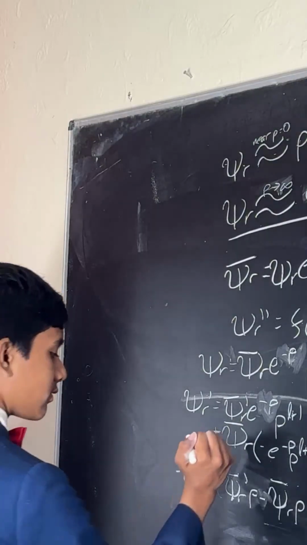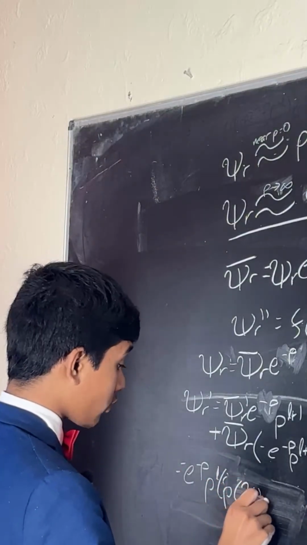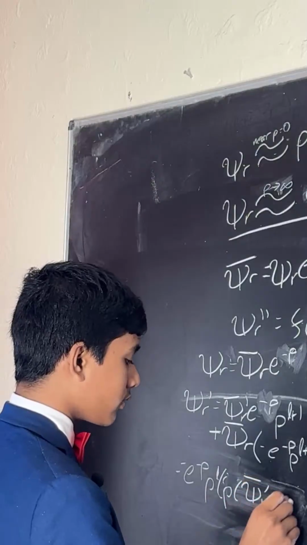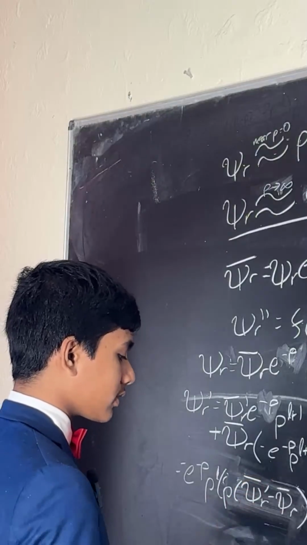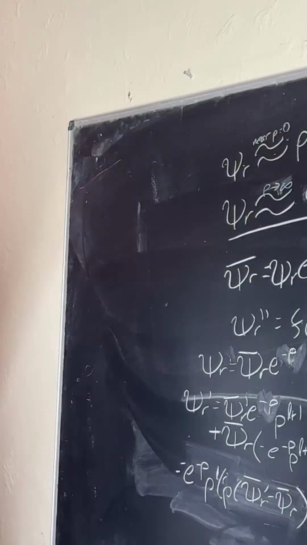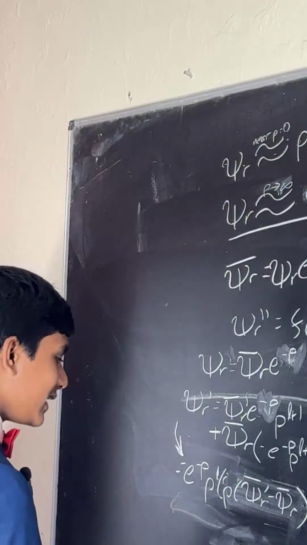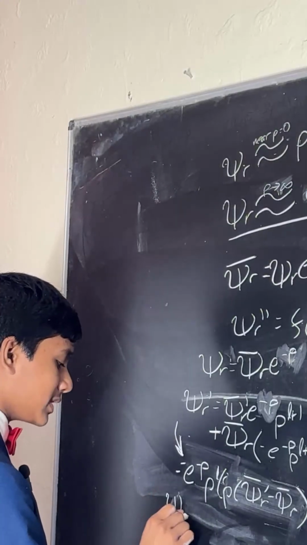So I'm going to factorize this, factor out e to the minus rho over rho. So you get rho psi r overline prime minus rho psi r overline. So now what do we do with this? Well, we take the second derivative because that's the one that shows up in the equation.